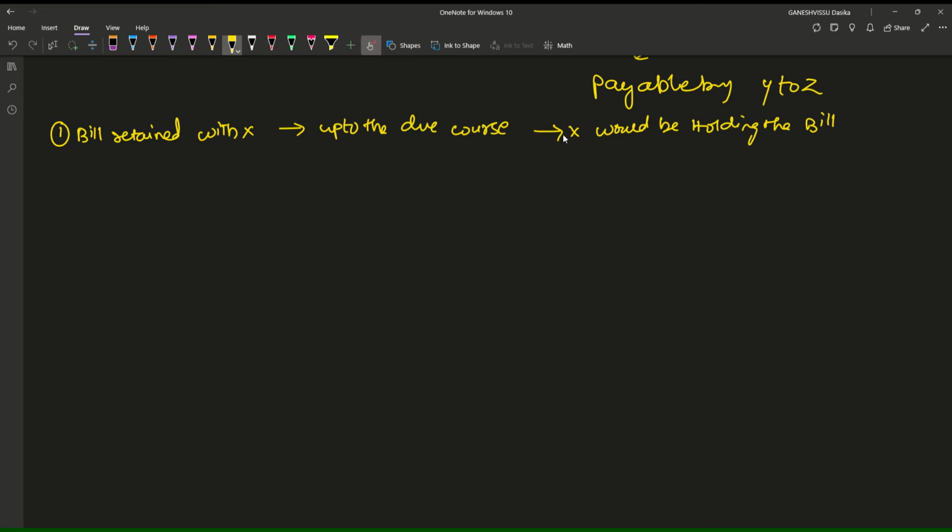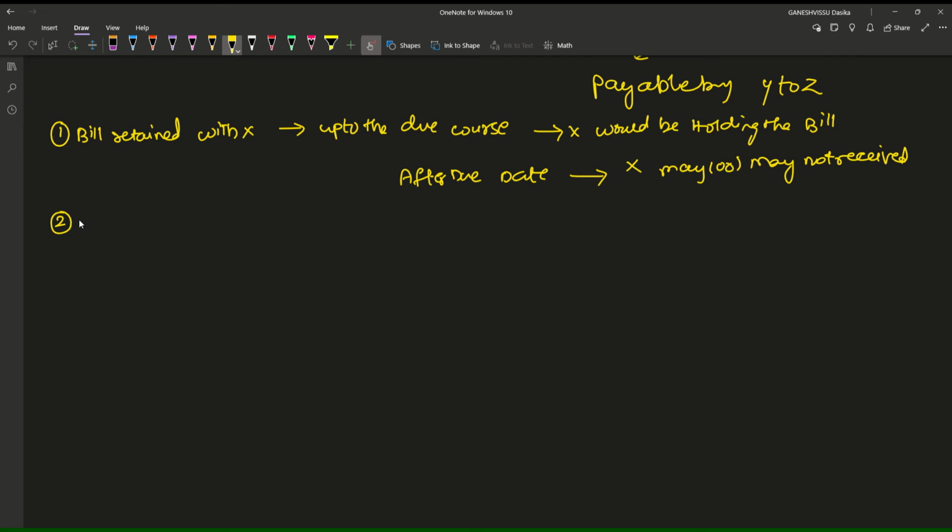After the due date, X may or may not receive the amount, because that 1 lakh arrangement might or might not be done. We cannot decide that. First, let us discuss these cases, and we can go into detail about the other things.